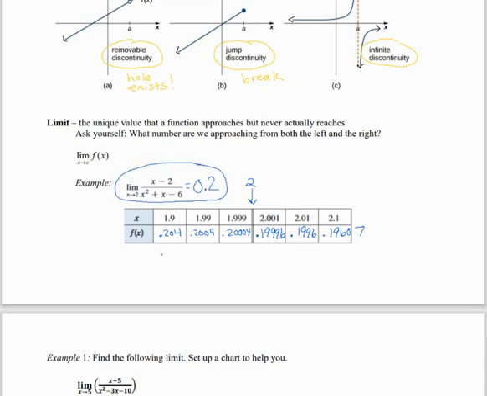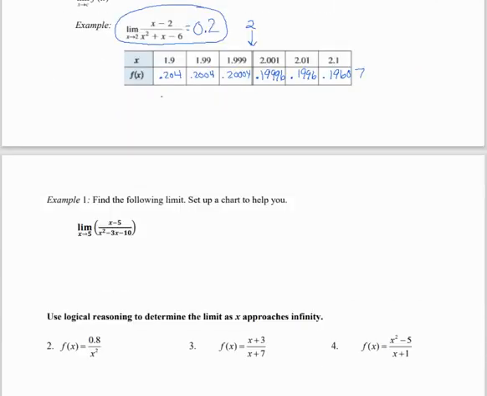If all those values from my table were close to 0.5, then my limit would be 0.5. If they are all close to 7, then the limit would be 7. So when you're evaluating limits, it probably means the function is undefined at that point, but we can look at values to the left or to the right to see what we are actually approaching. So you try this next example here.